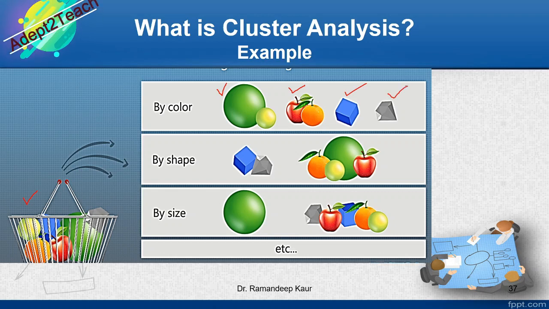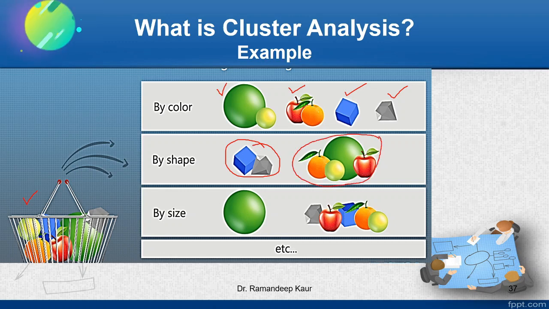So there is one parameter at runtime, and the parameter was color. Maybe the second time you want to categorize by shape. Whatever is approximately of the same shape is put in the same box. So these two are approximately of the same shape, and they are put in the same box. These are approximately oval or circular in shape, again put in the same box.